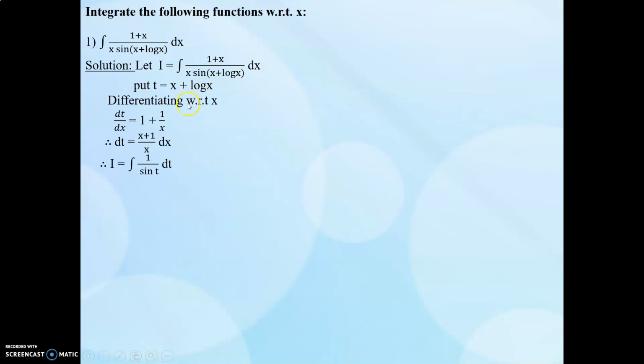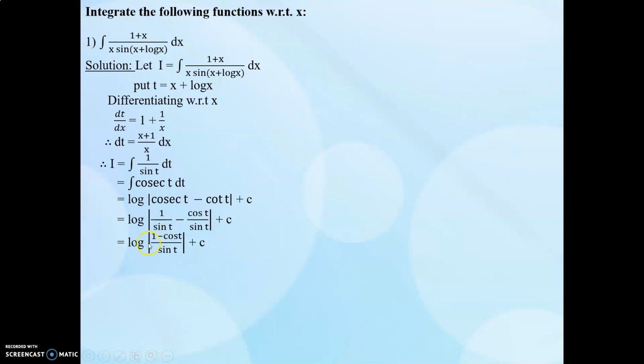So this question I is equal to integral 1 upon sine of this term will become t, and this full term 1 plus x upon x into dx can be written with dt. Now this is equal to integral 1 upon sine t is equal to cosec t dt. Integral of cosec x is log mod cosec x minus cot x plus c. Here it is t, that's the only difference. It can be written as log mod 1 upon sine t minus cos t upon sine t plus c. Taking LCM, log of mod 1 minus cos t upon sine t plus c.